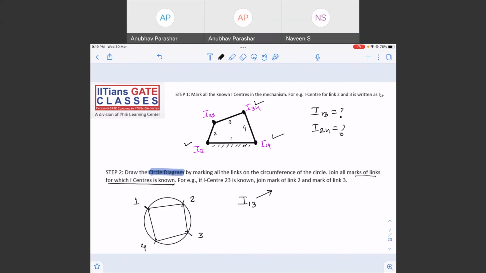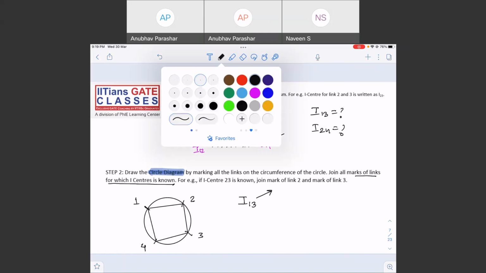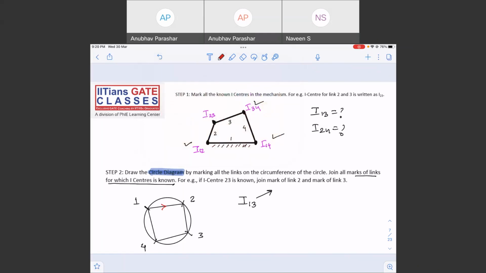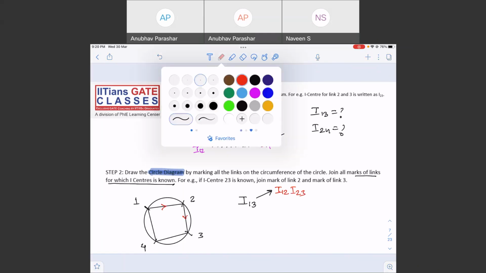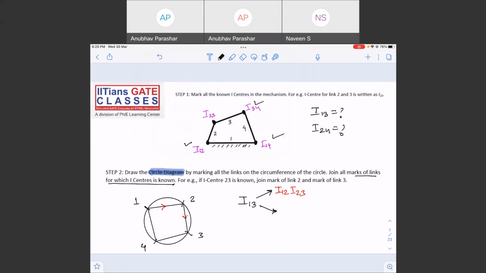I can say that one path is this one. I go from 1 to 2, then 2 to 3, meaning I1 2, I2 3. Then what is the second path? The second path is I can go from 1 to 4, then 4 to 3. That is I1 4, I4 3.